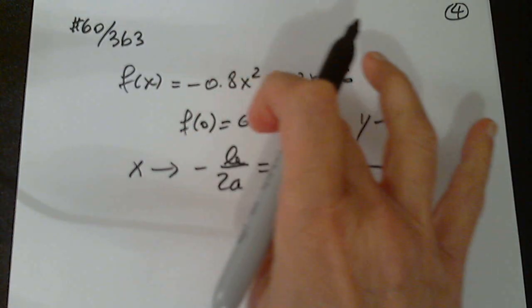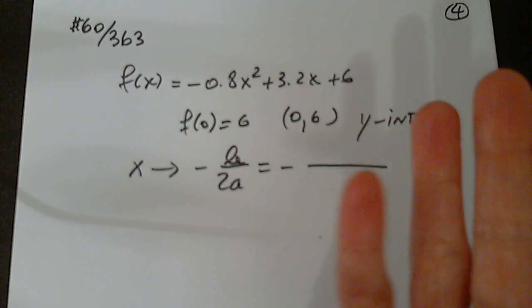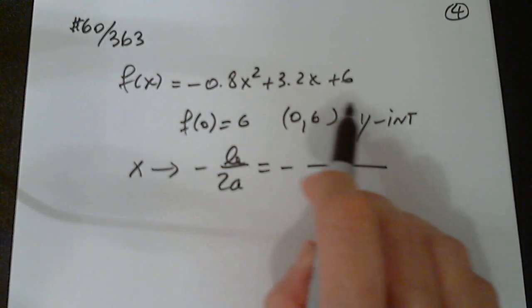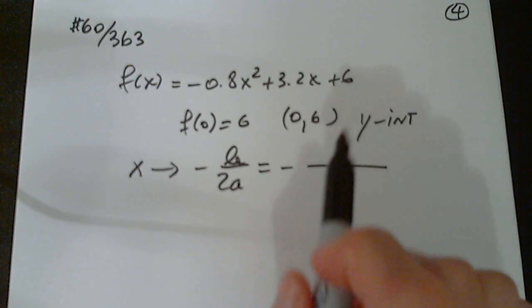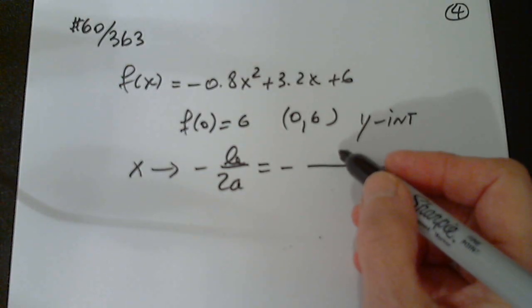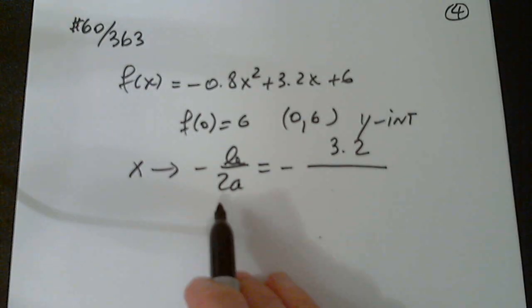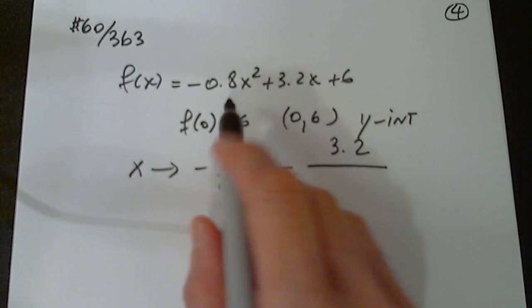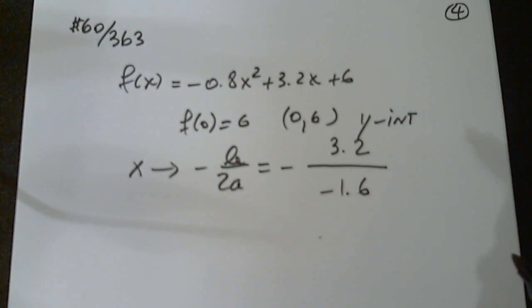Make sure that this is in descending order, because if it gives it to us all sorts of ways, no. Rearrange it in descending order first. So negative b, can anyone give us b? 3.2. Very good. And 2 times a has to be a negative number. 2 times negative 0.8 is negative 1.6.